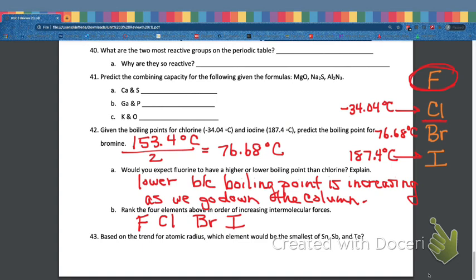Okay, so the trend for atomic radius, remember they get smaller as we go from left to right. They get bigger as we go from top to bottom. So if I'm looking at tin, antimony, and tellurium, the smallest one is going to be Te because it's farthest right on the periodic table.